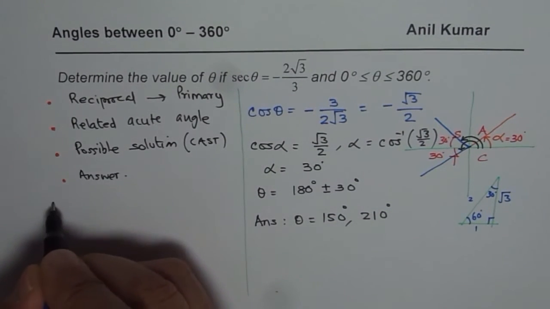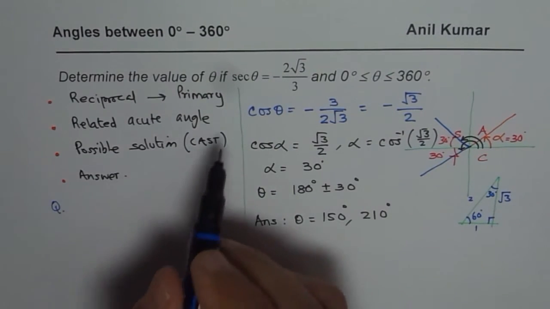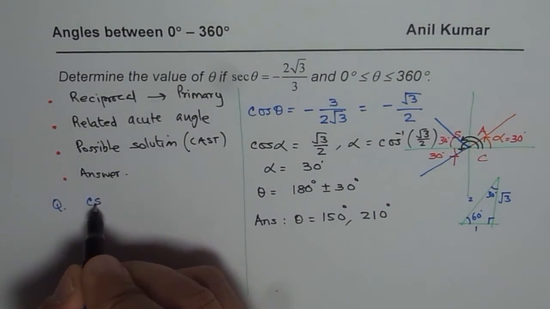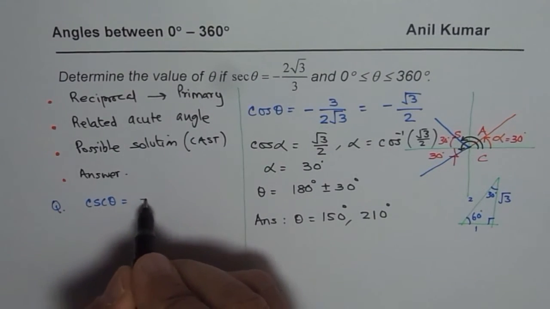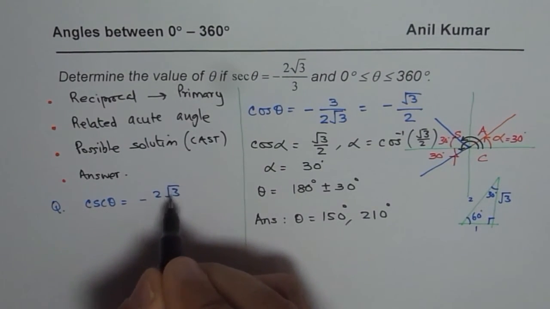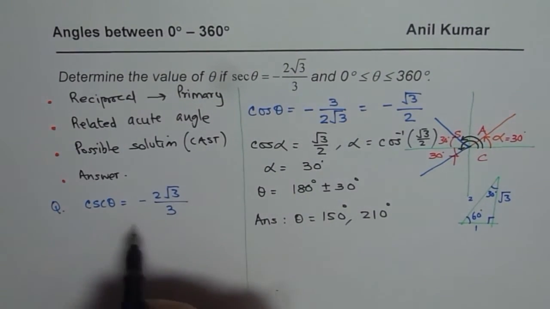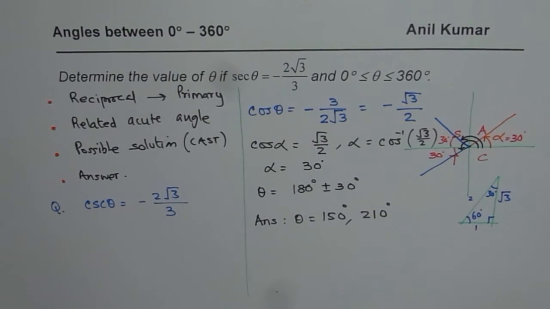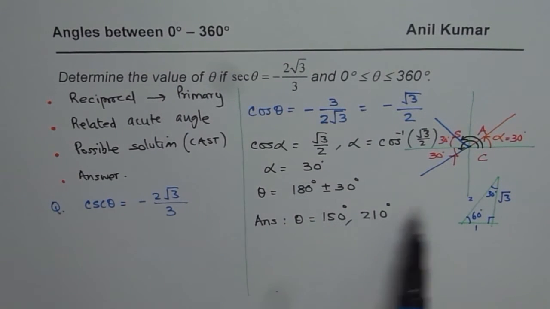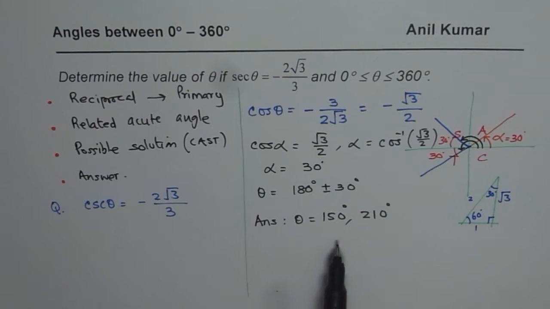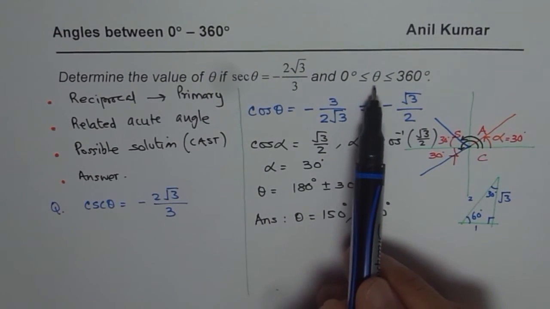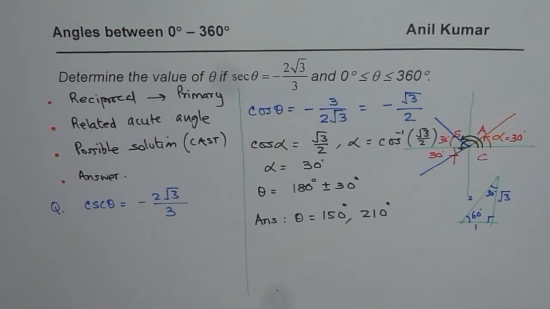Let me change the question and give it to you now. Instead of secant, let me write this as cosecant theta equals minus 2 over square root 3. I'm giving you exactly the same question with a different trigonometric ratio. So now follow these steps and find the answer within the domain of theta from 0 to 360 degrees. You can use inverse with a calculator or your special triangles to answer this question.